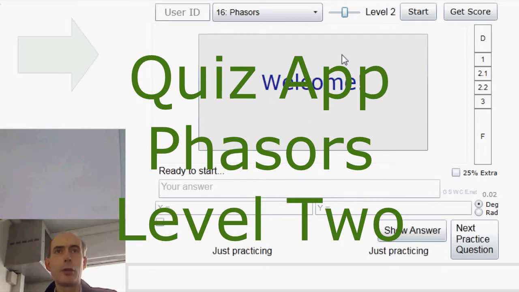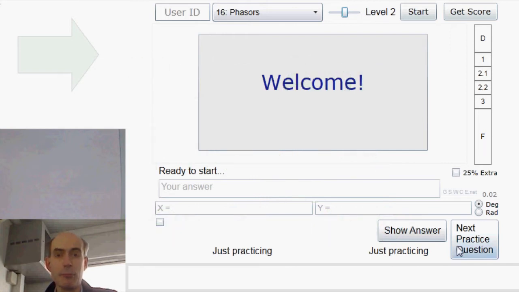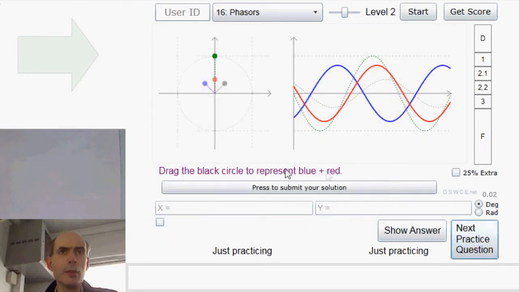And now, Phasors Level 2, where the questions get a little bit more challenging. First question. Drag the black circle to represent blue plus red.